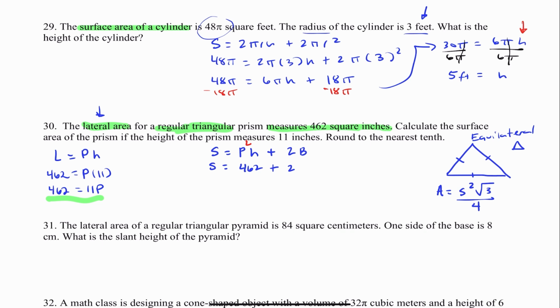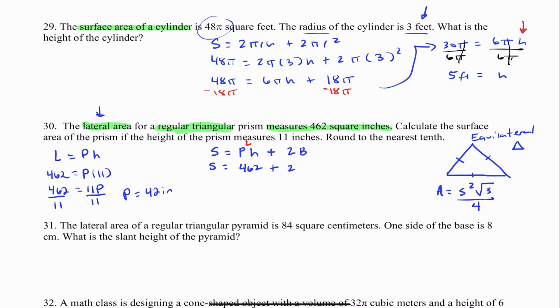So, I have this thing here. 462 equals 11 times the perimeter, right? So what if I do this? Because we know that if you add up all of these sides here, whatever the measure of this side here is, you multiply that by 3, that's going to give you a perimeter, right? So let's see. If I divide both sides by 11 here, the perimeter is going to be 42 inches, right?